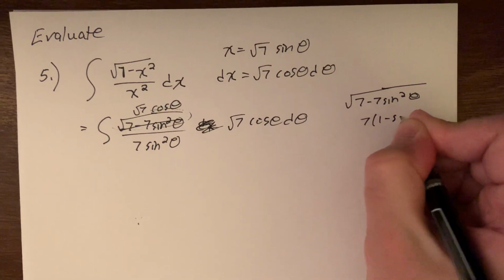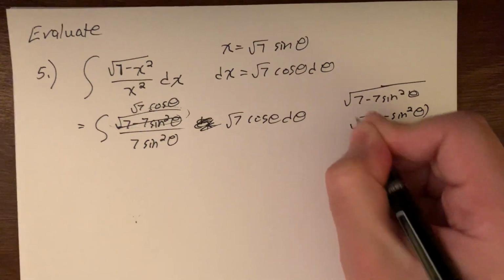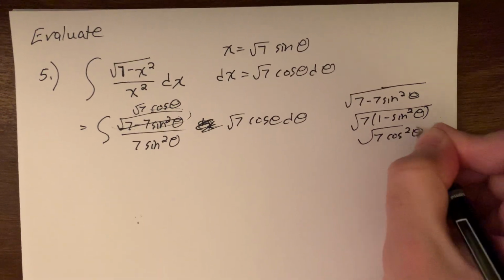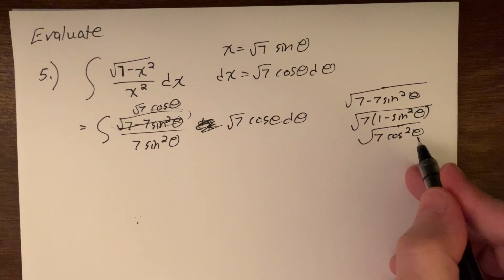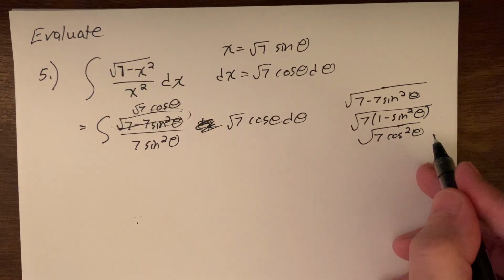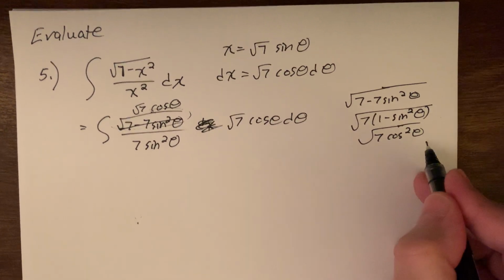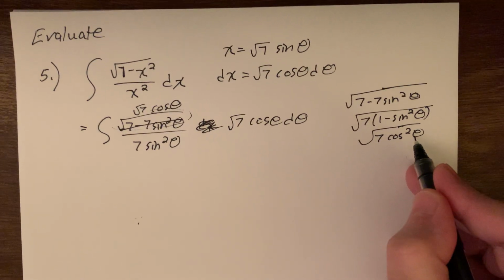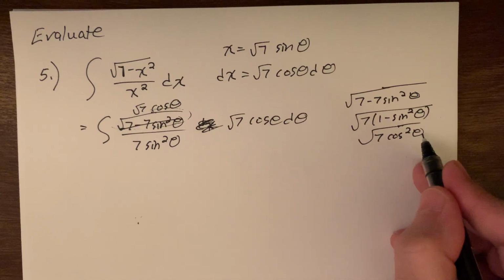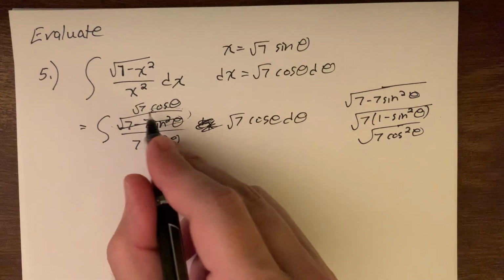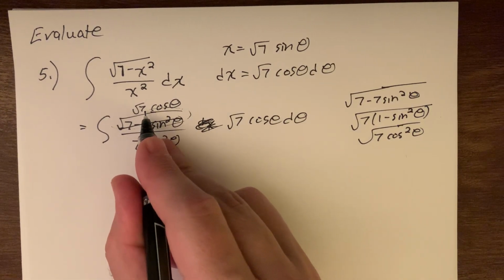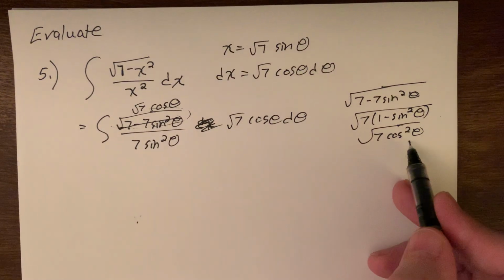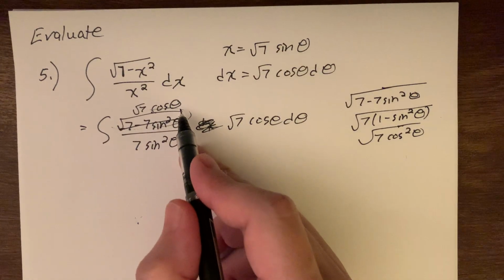7 comes out. You're left with 1 minus sine squared. 1 minus sine squared becomes cosine squared. And again, before we had something like the square root of 16 cosine squared, the square root of 16 was 4, and the square root of cosine squared is cosine. But here, the square root of 7, we don't want decimals, we don't want our calculators to get an approximate. We'll just leave that as the square root of 7, and the square root of cosine squared is cosine.